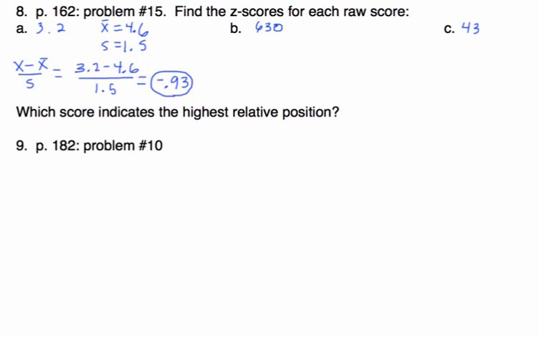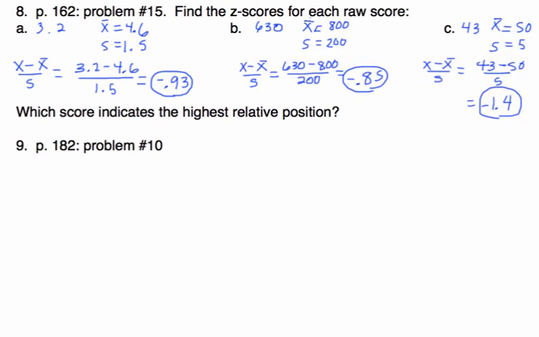And you do the same for the next two. Again, I'm just plugging into a formula. My data value minus the mean divided by the standard deviation. So this part A was 0.93 standard deviations below the mean. Z-score of negative 0.85 means 0.85 standard deviations below the mean. And C, z-score of negative 1.4 means 1.4 standard deviations below the mean.